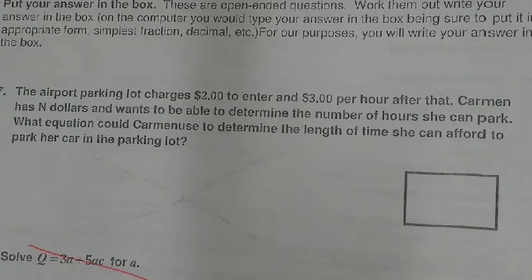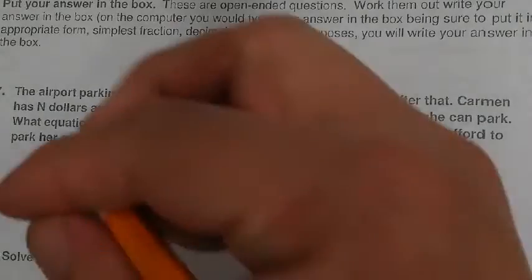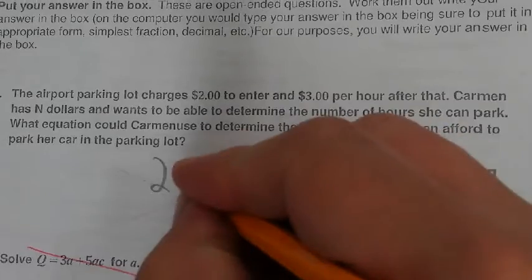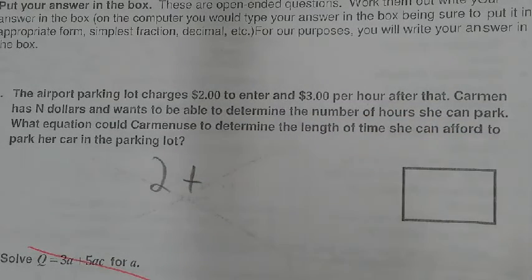The airport parking lot charges $2 to enter and $3 per hour after that. Carmen has N dollars and wants to be able to determine the number of hours where she could park. What equation could Carmen use to determine the length of time she can afford to park her car in the parking lot? So the parking lot charges $2 to enter. Everybody's paying that. So that'd be just 2 plus $3 per hour after that.